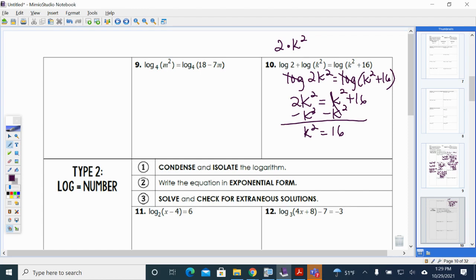Now, a couple of things we can do here. We can solve by graphing. We can solve by quadratic formula. Or on this one, we can solve by the square root property. And I'm going to go ahead and use the square root property, and we can use the square root property when there's no bx.